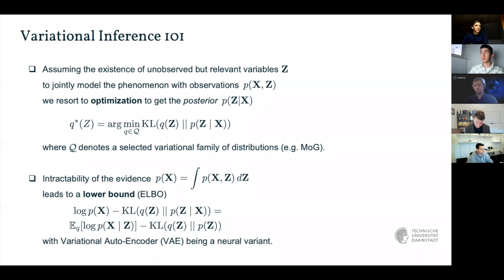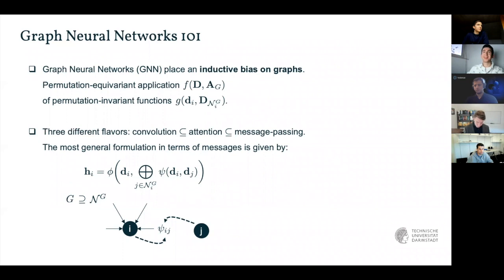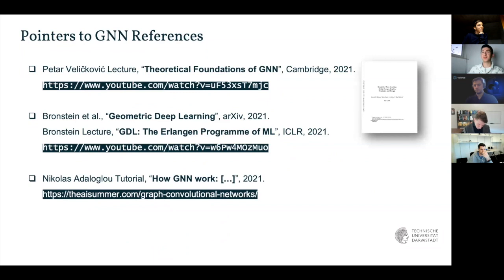Here again, pointers to it. Yeah, this is the last one. So this one I'll talk less about, obviously. In GNNs, we just have this inductive bias on graphs. And we have generally these three flavors: convolution, attention, message passing, and one is kind of more general than the other, but also harder to achieve. And again, also references, obviously referring to Peter here, and also the more recent geometric deep learning.